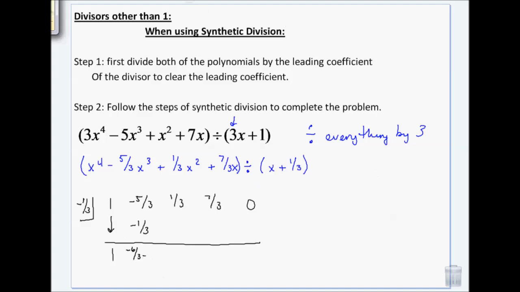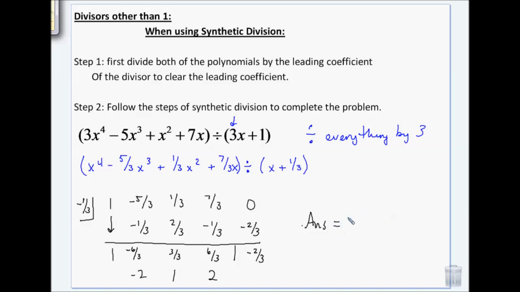Which is the same thing as negative 2. So I do negative 1/3 times negative 2, which gives me positive 2/3. When I add those together, I get 3/3, which is 1. So I do negative 1/3 times 1, which gives me negative 1/3. When I add these together, I get 6/3, which is 2. Negative 1/3 times 2 gives me negative 2/3, which is my remainder.